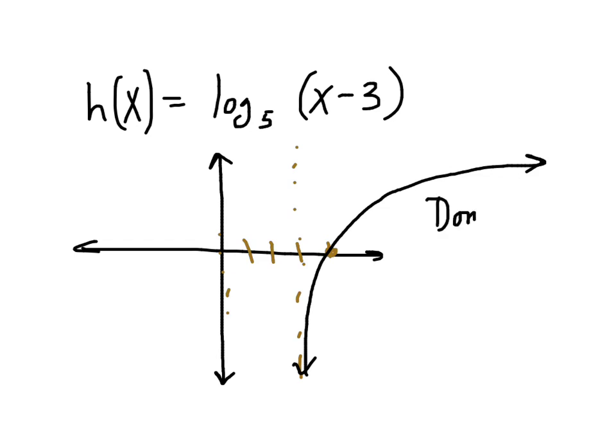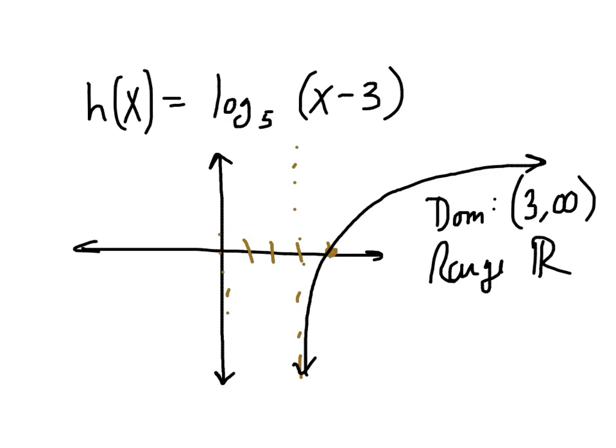The domain this time, because we shifted it over 3 units, is going to be from 3 to infinity. The range is still going to be all real numbers. And the asymptote, again, because we shifted it over, is x equals 3. The pen makes it look like not equal to.